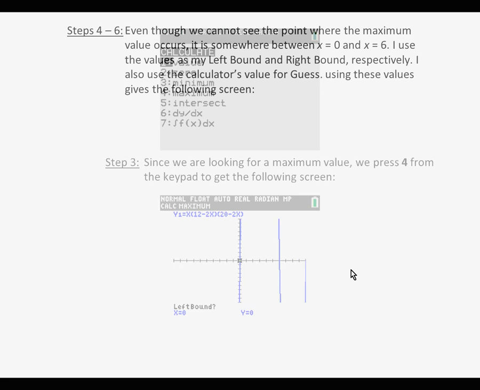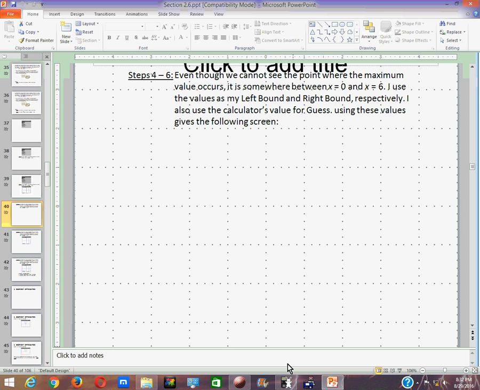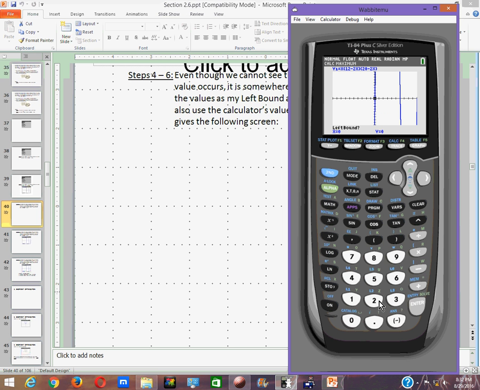So again, we cannot see enough to find out where the maximum is on the graph, but I can maybe make the calculator graph it by having a left bound of 0, a right bound of 6, and then whatever the calculator's guess is. So let's go ahead and do that. Left bound of 0, press enter. Right bound is 6. Press enter. A guess of 6, yeah, sure.